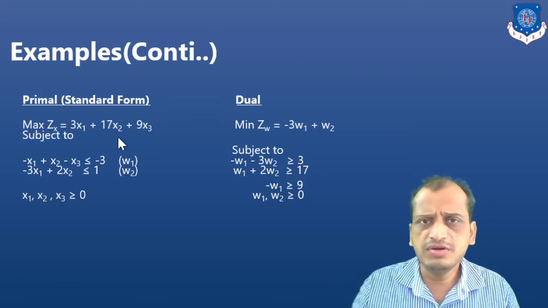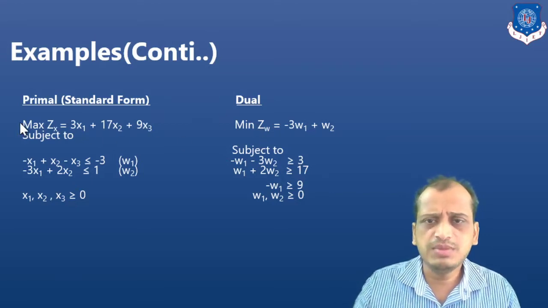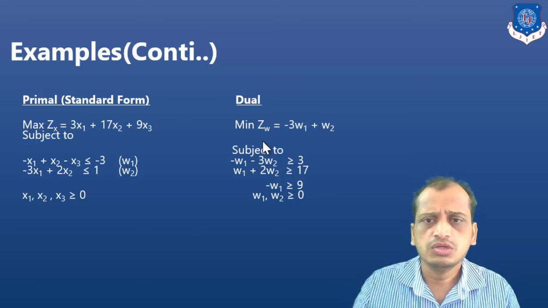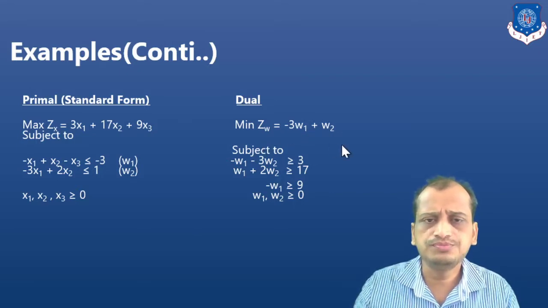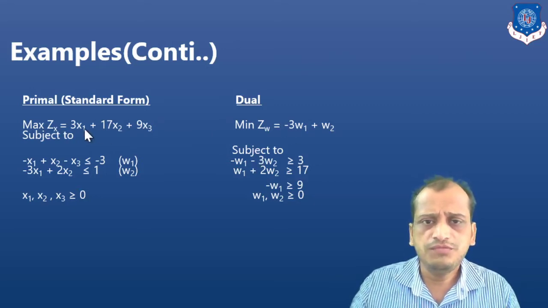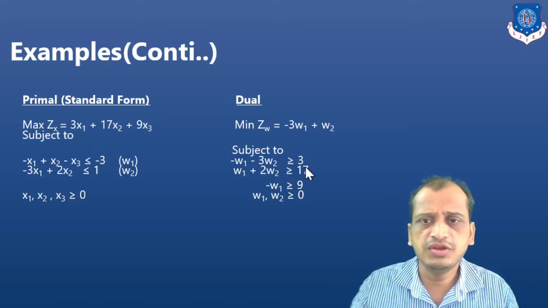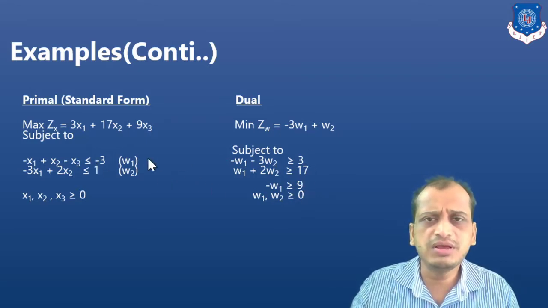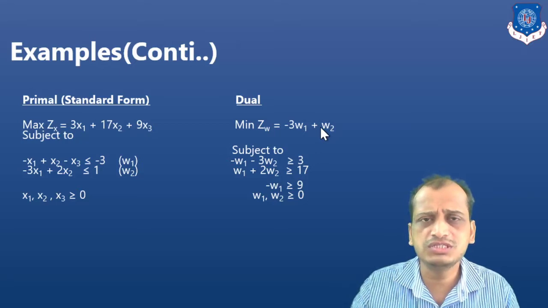When you convert this into a dual problem, the maximization problem becomes a minimization problem. So the variables are w1 and w2. Here, 3, 17 and 9 are the coefficients in the objective function. These become the RHS in the dual: 3, 17 and 9. The less than or equal to sign becomes a greater than or equal to sign. Clear? And in the dual, minus 3 and 1, the coefficients, where do these come from? They come from the constraint RHS, minus 3 and 1. And w1 and w2 are the dual variables.